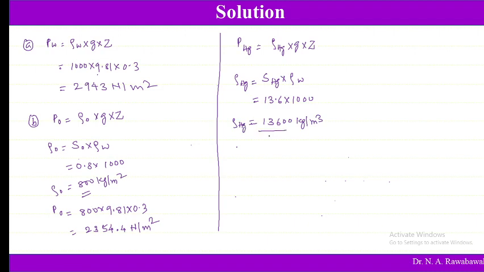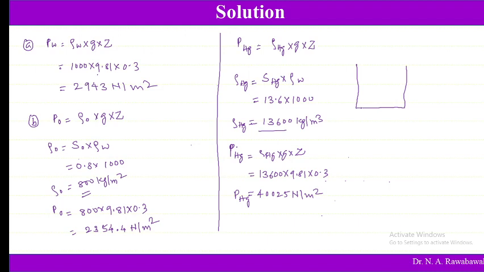Substituting this density of mercury in the above equation, we can get pressure intensity due to mercury in the tank, that is rho Hg into g into Z. Rho Hg is 13,600 into 9.81 into Z is 0.3. If we simplify, this gives us 40,025 Newton per meter square, the pressure intensity if we are using mercury in this tank. So we have one tank in which we are using three different liquids, and we find the pressure exerted by each liquid of height 0.3 meter.